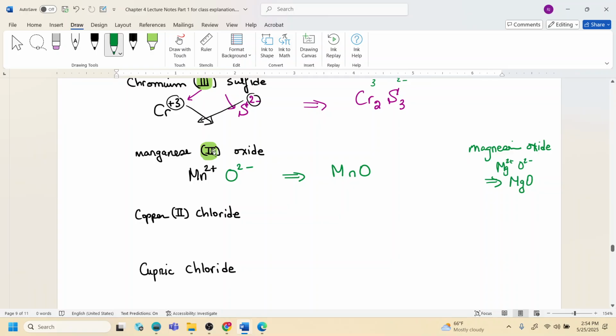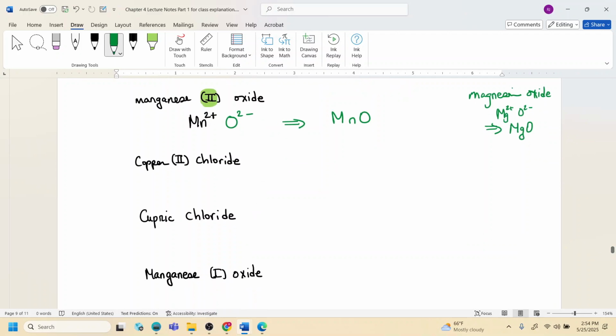Transition metals go with different charges because you have Mn +2, Mn +1. So this is why you have to indicate what the oxidation state is. Copper chloride, so it's given that copper is 2 plus and the chlorine is negative, right? So go ahead and crisscross those charges in there.